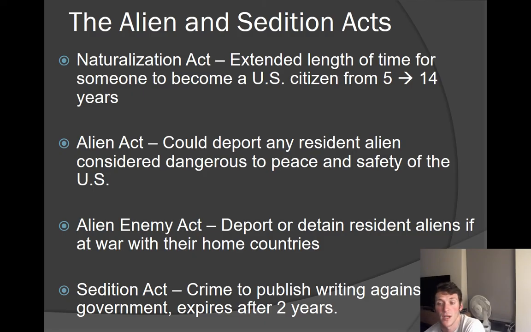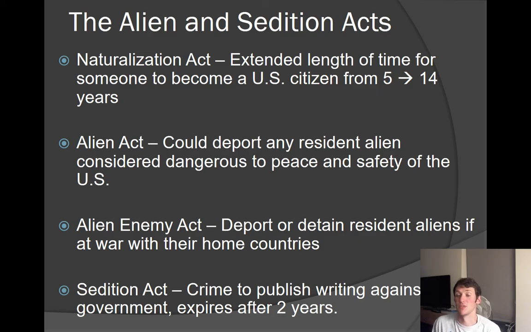The first one is going to be known as the Naturalization Act. The Naturalization Act is basically going to change the amount of time that it takes to become an American citizen. It's going to go from 5 years to 14 years. The second is going to be known as the Alien Act. The Alien Act is basically going to say that the government can deport any resident alien, so someone who is living in America who is not from America, if they considered them dangerous to the peace and the safety of the United States. But that's actually a pretty big deal, right?